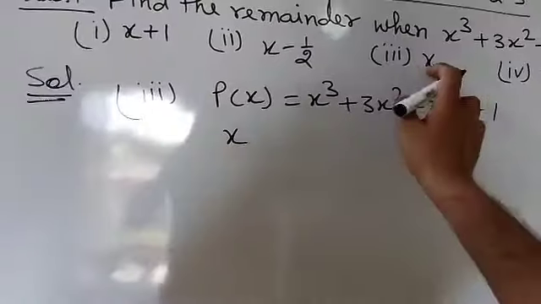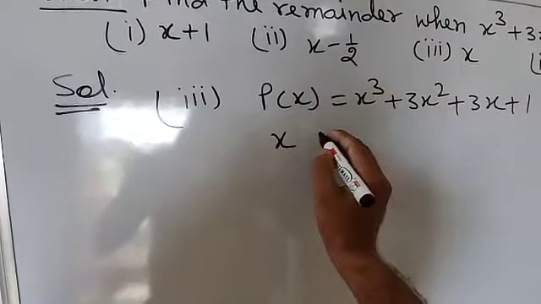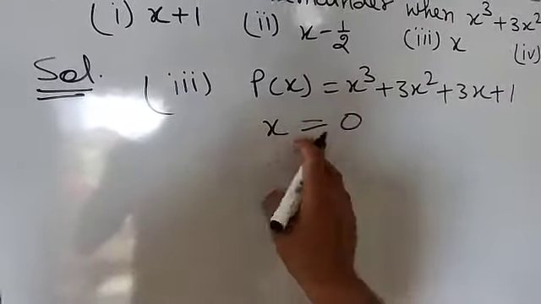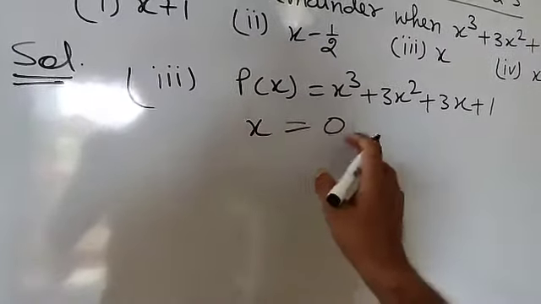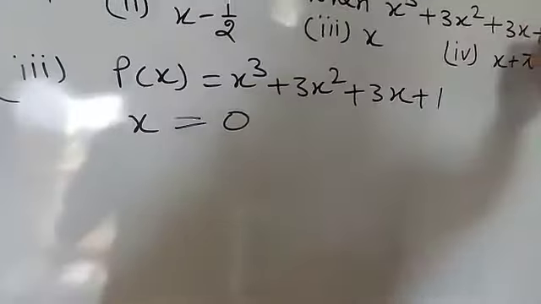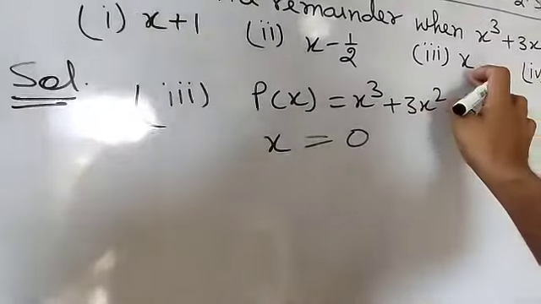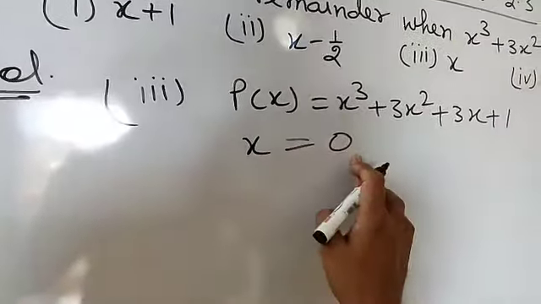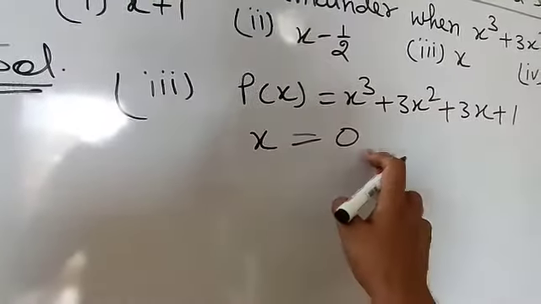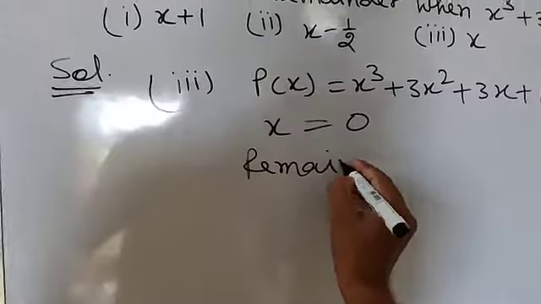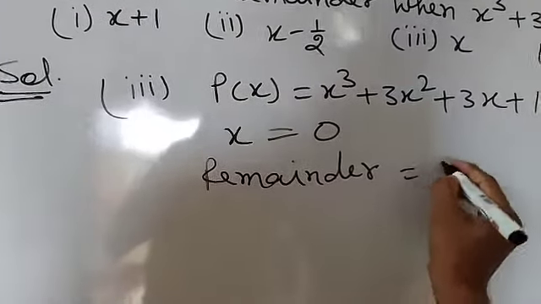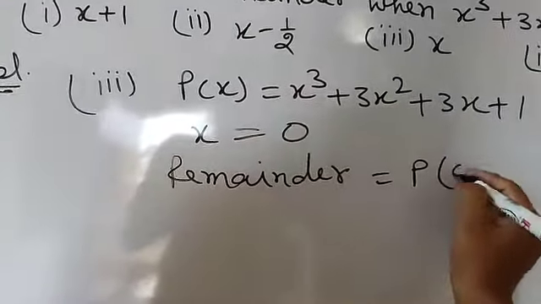It means here the divisor is x, so you put the divisor equal to 0, it means x equal to 0, that is the value of x. Here there is no other value, so x equal to 0 will be replaced in the given polynomial. Only x is given, so divisor equal to 0, so the value of x is 0. So remainder equals p, and the x value is 0, so p of 0.